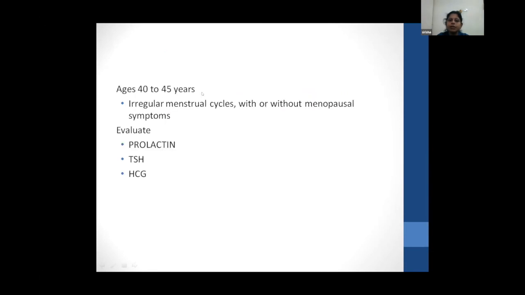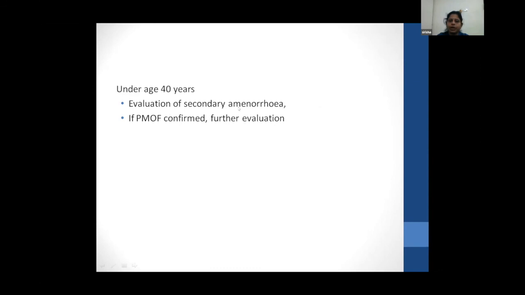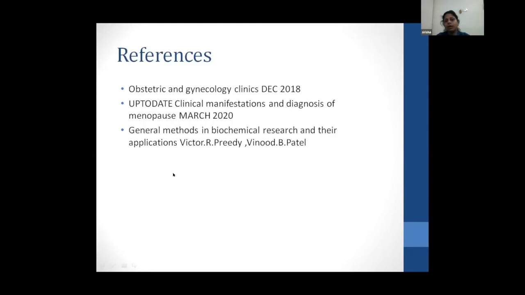Whereas if it's a woman between 40 and 45 years of age with an irregular menstrual cycle, we should not miss ruling out the basic things like prolactin and TSH disorders, and of course hyperandrogenism. Under 40 years, we have to go for an evaluation of secondary amenorrhea, and if premature ovarian failure is confirmed, a further evaluation is done. Only in an IVF setup might we have to do AMH and Inhibin B for applying accurate techniques.